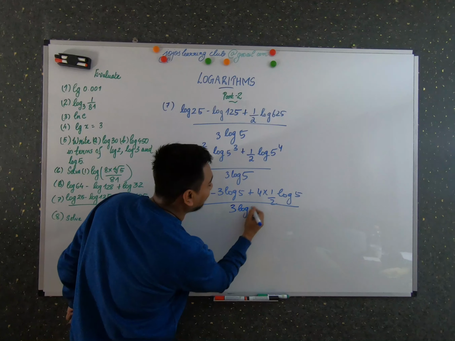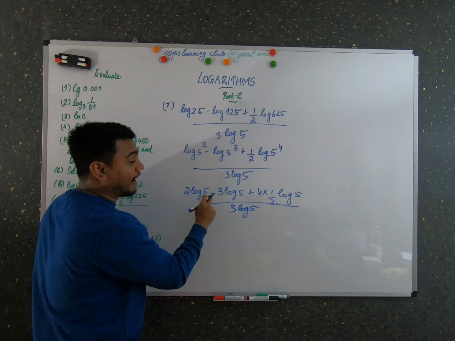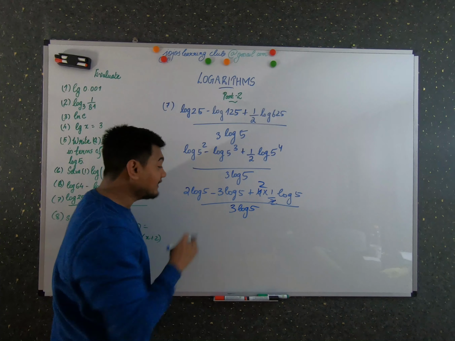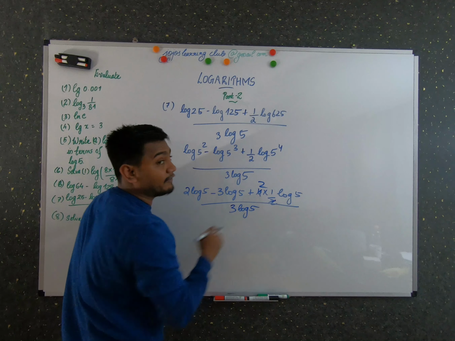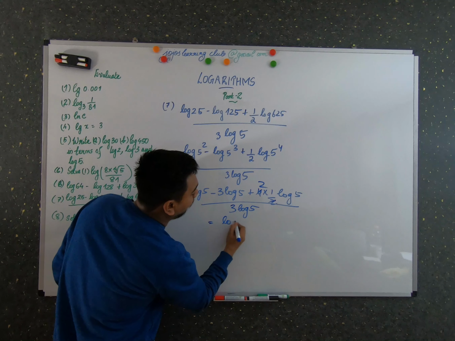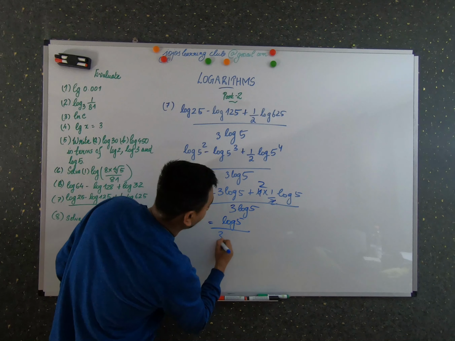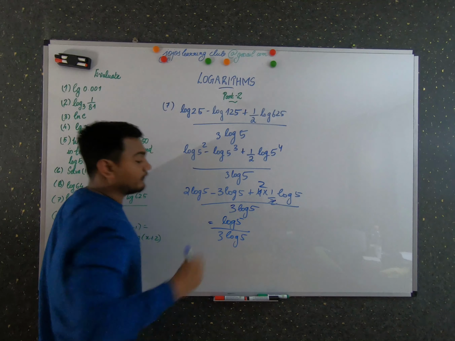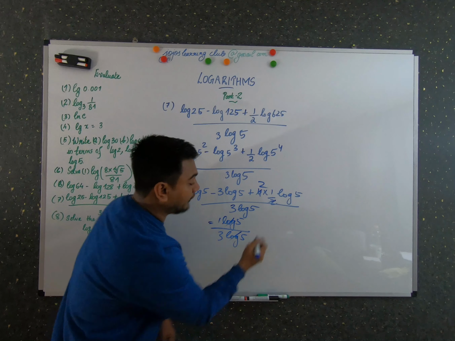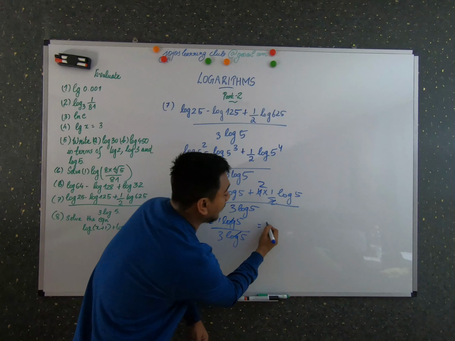3 log 5 and 2 log 5 minus, so this you can cancel out and write as 2 log 5, right? So 2 log 5 plus 2 log 5 is 4 log 5 minus 3 log 5, it will be log 5 by 3 log 5. So this gets cancelled and you have here 1 by 3 is your answer.